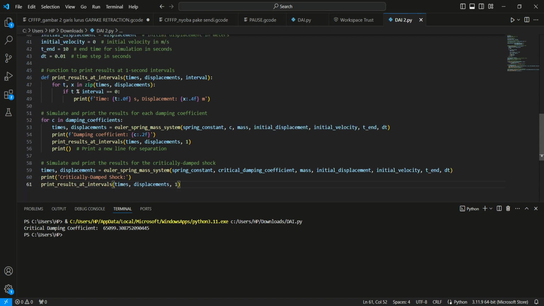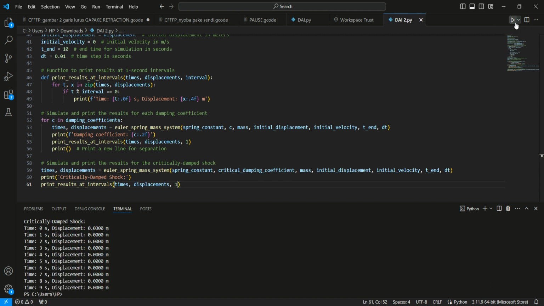I'm going to use this code, and then in this one there is the code for the results of the critically damped shock. So I'm going to run this one.